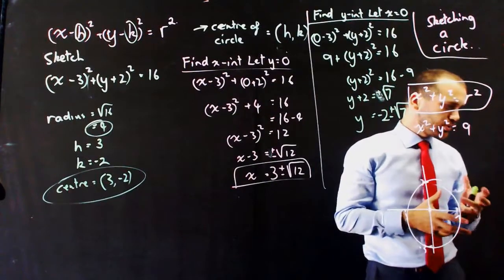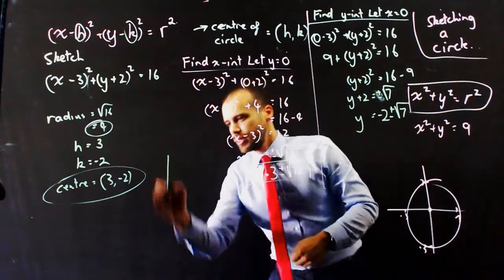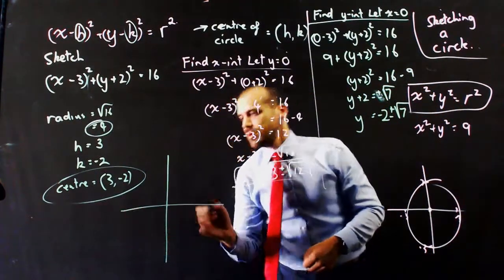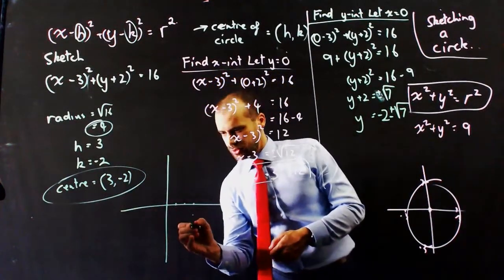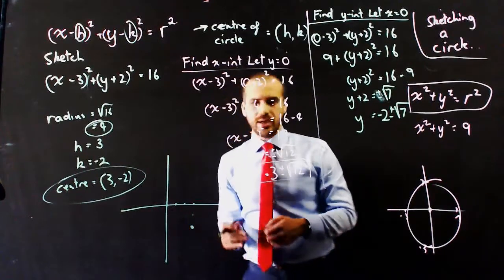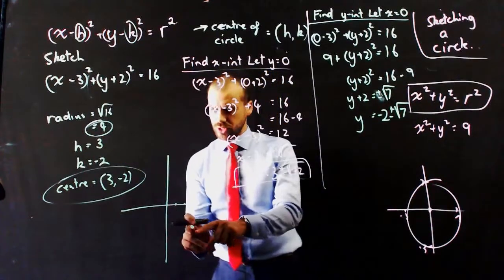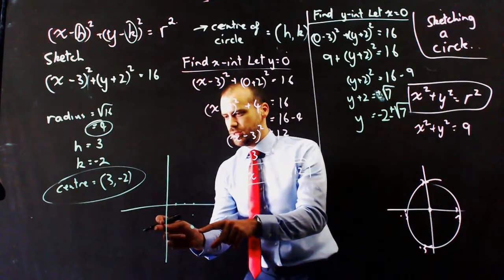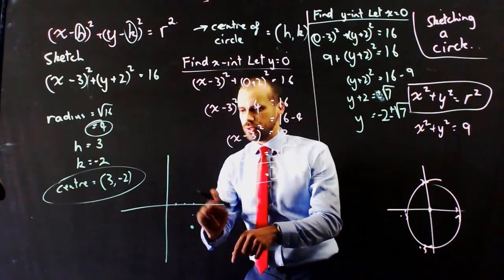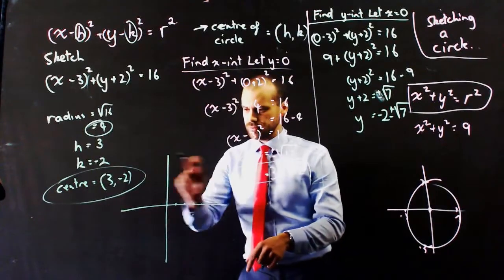Now, the final step to all of this would be sketching it. Here is my Cartesian plane. It has a center at 3, negative 2. Now, it has a radius of 4. So if we think about what a radius of 4 is going to look like, it's definitely going to be over here somewhere, and it's going to sort of go like that a little bit.